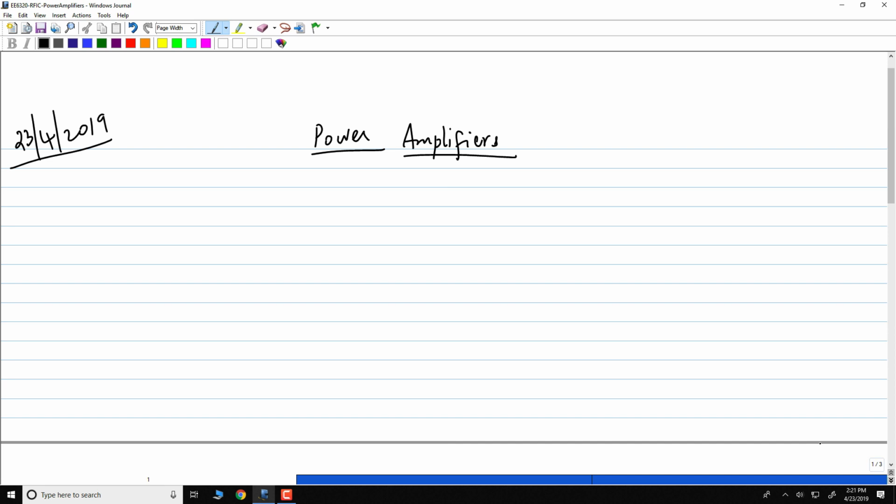I'll specifically point out that primarily it's going to be CMOS power amplifiers, because you will find that the design of CMOS power amplifiers is slightly different from that of other power amplifiers, primarily due to technological limitations rather than anything else.